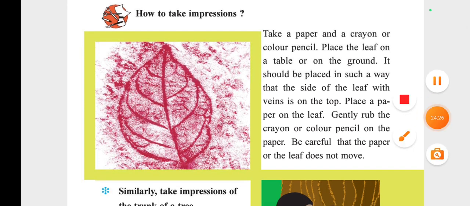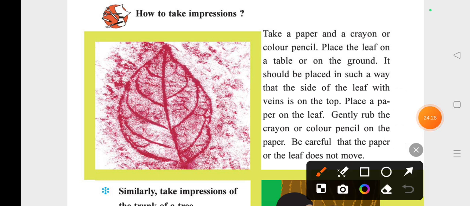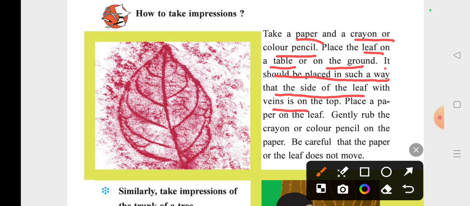How to make impressions. Take a paper and a crayon or a color pencil, place the leaf on a table or on the ground. It should be placed in such a way that the side of the leaf with the veins is on the top. Place a paper on the leaf. Then gently rub the crayon or color pencil on the paper. Be careful that the paper or the leaf does not move.